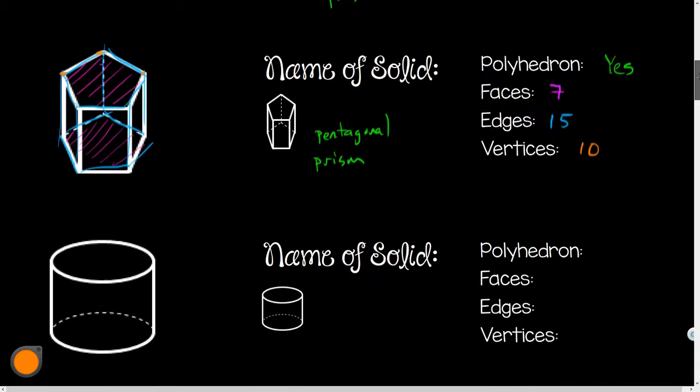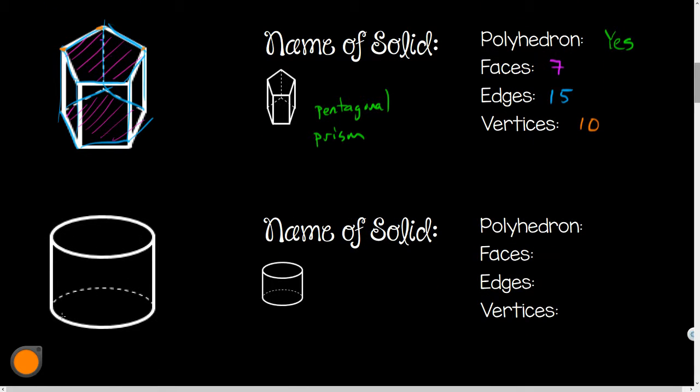Now, the next figure, you can see, does have 2 bases, except the bases are not polygons, right? They're circles, not a polygon. And so this one's not a polyhedron. You're probably familiar with the name of this solid. This has got its own specific name. It's called a cylinder, right?